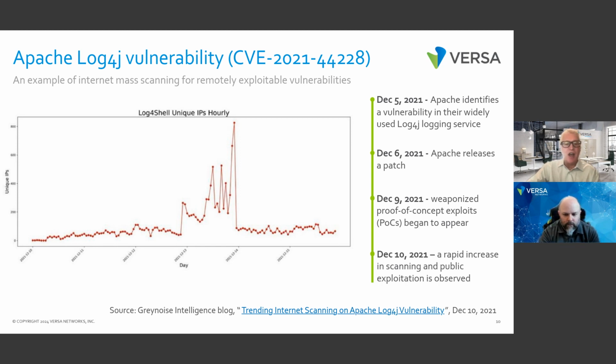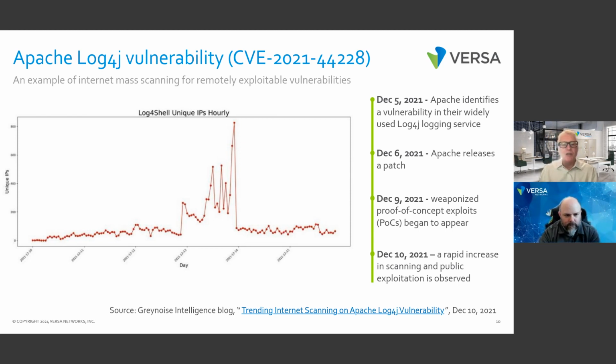And on December 9th, weaponized proof of concepts began to be published on the internet, right? POCs, proof of concepts, are basically scripts that execute a series of steps to exploit the vulnerability. And both researchers and bad guys develop and share these on the internet. And it sets off a race to see who can exploit the vulnerability first and fastest and best. Both bad guys and then good guys trying to figure out how to patch it and understand the exploit, right?